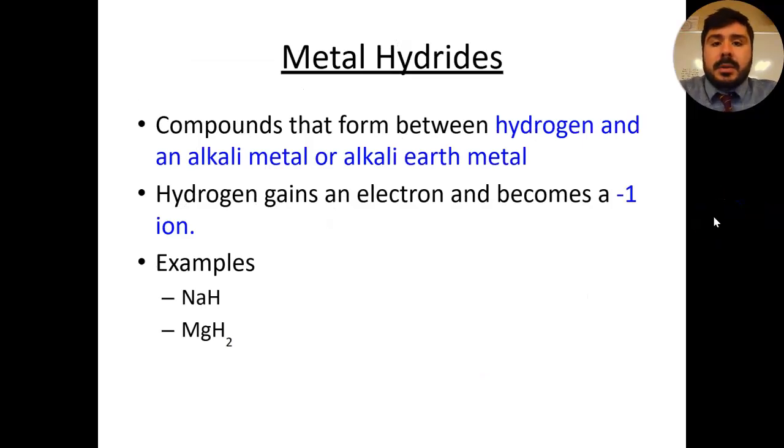Metal hydrides, for example. Metal hydrides are compounds that form between hydrogen and an alkali metal or alkali earth metal, alkali metal being group 1 and alkali earth metal being group 2. Hydrogen gains an electron and becomes a -1 ion. Some examples are NaH and MgH2. In this case, Na is the positive ion and H is the negative ion. In this case, Mg is the positive ion again, and H is the negative ion.